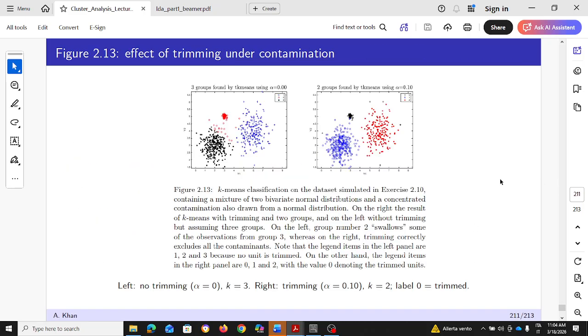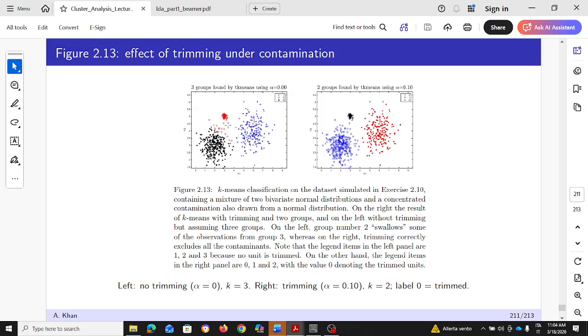And we plot. Now, when we don't have trimming, you see the red one is the contaminated data. This is the case of alpha equal to 0, the classic k-means. And this is the case of k-means with trimming, in the case of alpha equal to 0.10.